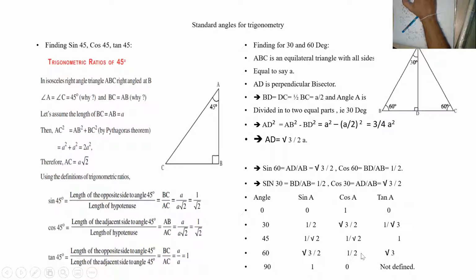What is tan 60? Sin 60 by cos 60. Root 3 by 2 divided by 1 by 2. 2 gets cancelled, root 3 will be there. So these are the fundamentals of angles we should remember. This should be learned by heart. Root 3 by 2 is the one to remember, the rest are half and 1. It varies between half, 1 by root 2 and 1. But root 3 by 2 is to be remembered. Let us do exercise 11.2.